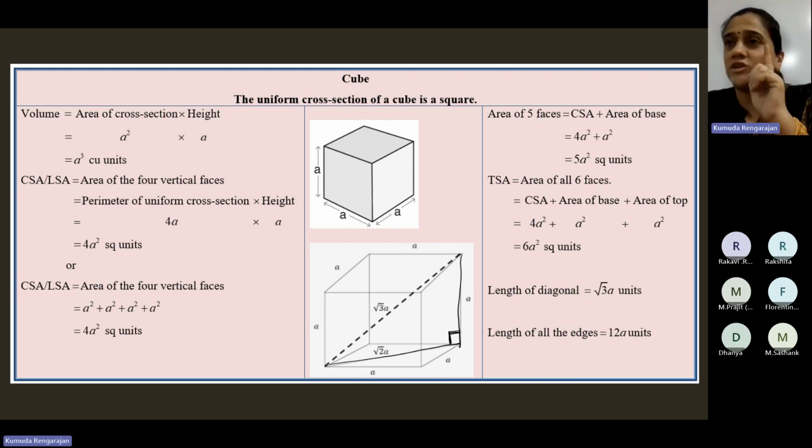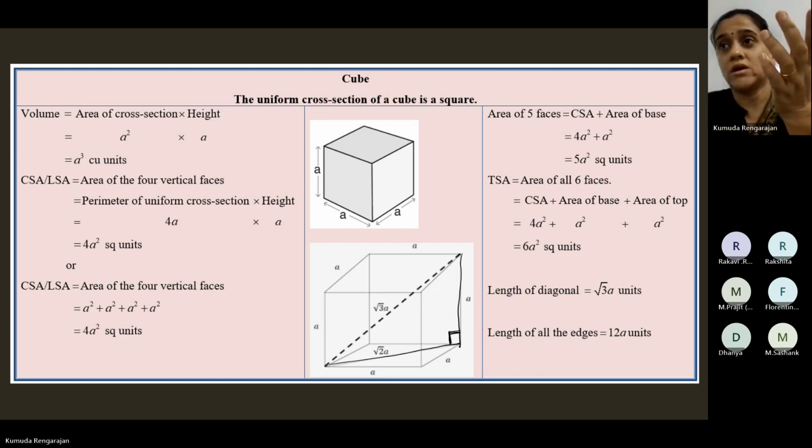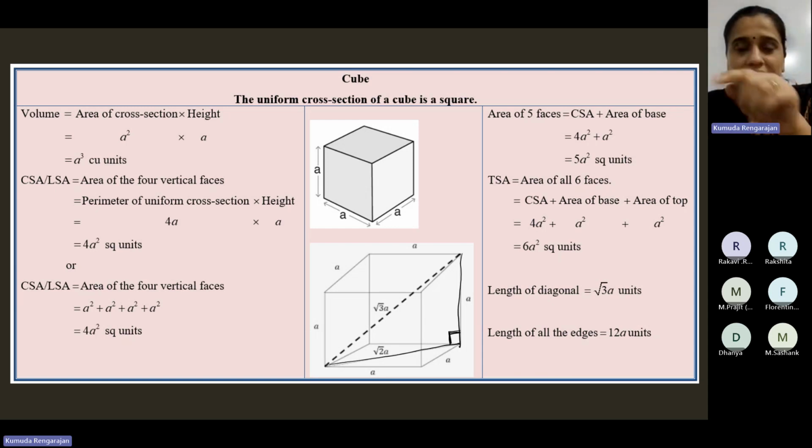So if you have a cubical box which is open at the top, what is the formula to find the area of cardboard used to make that box? 5a square. Because it's a cubical box open at the top, there is no material used on the top.